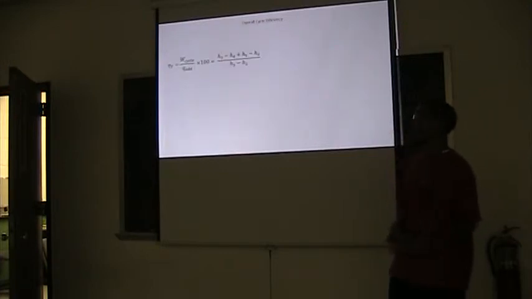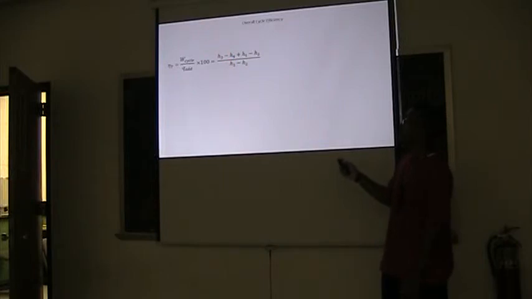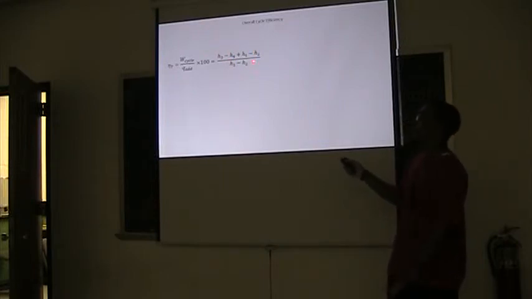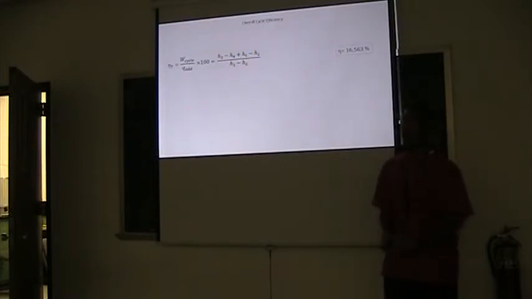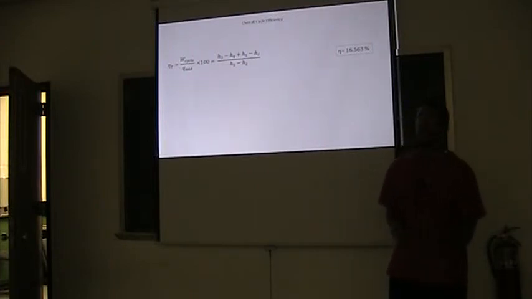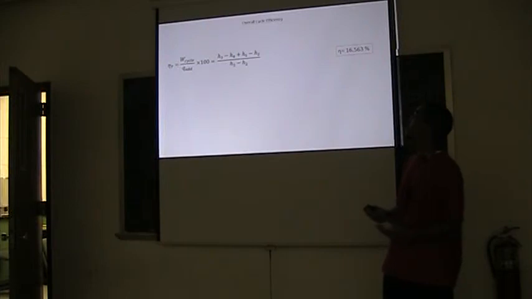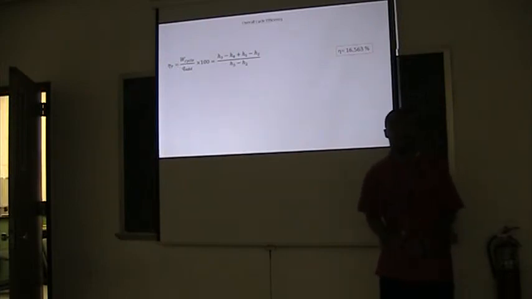And for the overall efficiency of the cycle, you compare the work within the cycle and the heat added to the cycle. So you have your work from the turbine minus work from the pump, divided by the heat added through the boiler, and you get an overall cycle efficiency of about 16%. And that's the experiment.